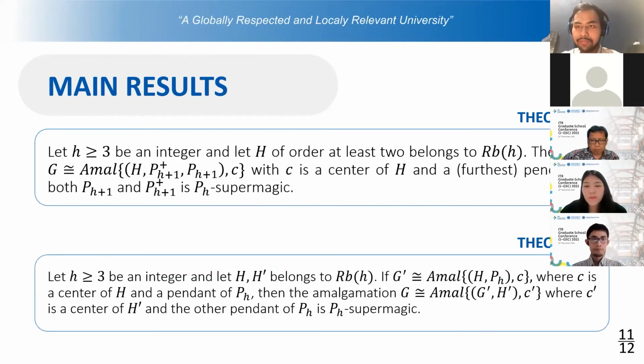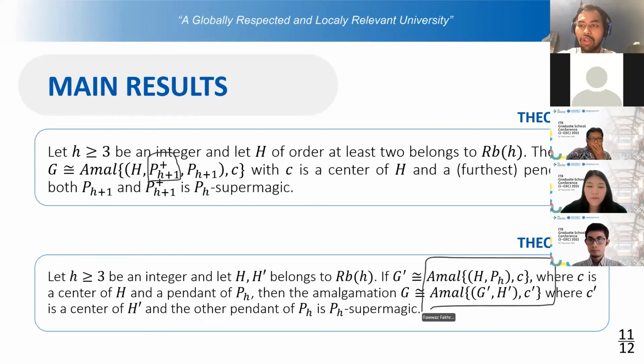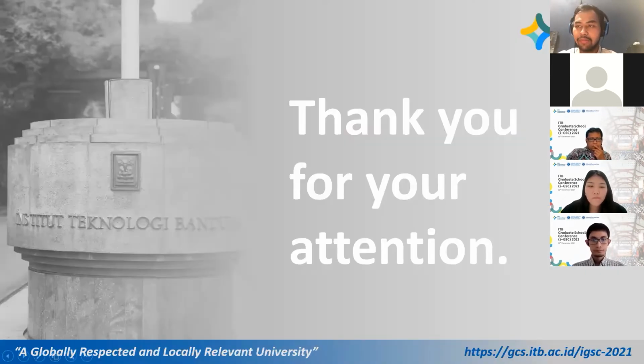Last but not least, there are also 2 more theorems, but we omit the figure because I think it's kind of complicated. In this one, we have modified paths. And in this one, we consider 2 amalgamations in one graph. I think that's all for my presentation. Thank you for your attention.